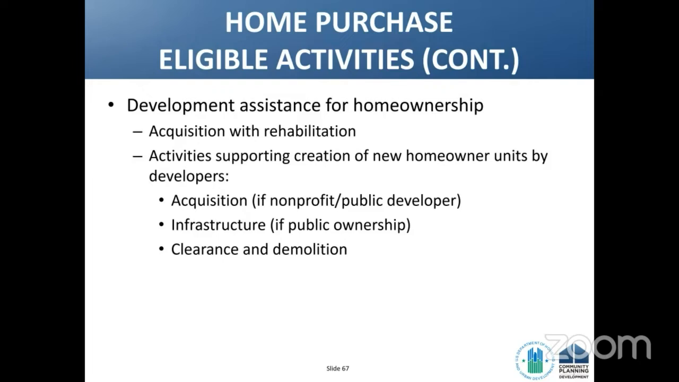Also, if the land needs to be cleared, perhaps it's environmentally contaminated in some way, or there's substandard units on it that need demolition, those are separate activities that can be assisted with CDBG. Clearance and demolition are eligible under 570.201(d), and it involves the removal of the rubble also once the demolition has occurred. Next slide, please.